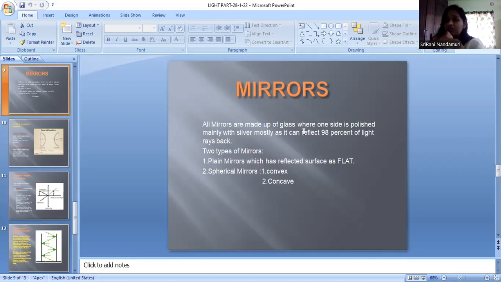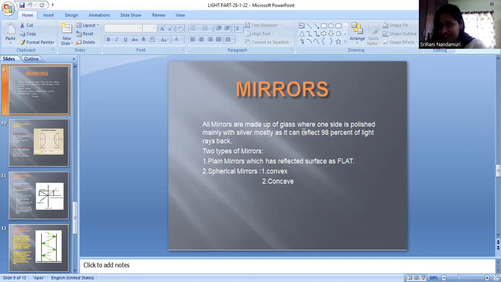Mostly, mirrors are polished with silver. Why do they opt for silver? Children, keep in mind, this is one of the important topics for your need. Why are mirrors polished with silver? Because silver has the capacity, 98% of it can reflect back the light.